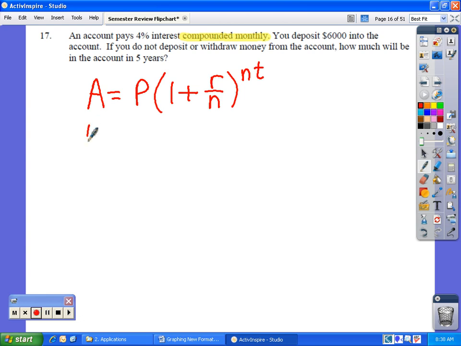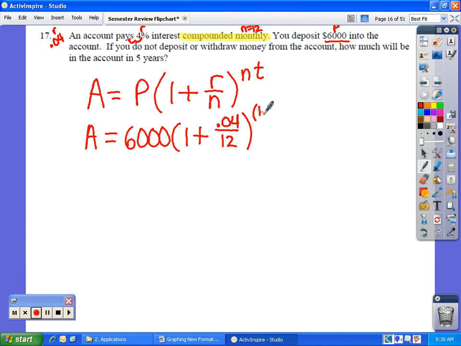P stands for our principal, or the amount that we're starting with. So this 6,000 represents our principal. The rate is 4%, but your rate cannot be written as a percent. It has to be written as a decimal, so just move the decimal over 2 spaces to the left, and your rate would be 0.04. The N stands for how many times a year you are going to be applying this interest. Well, since it's monthly, we know that there are 12 months in a year, so N equals 12.